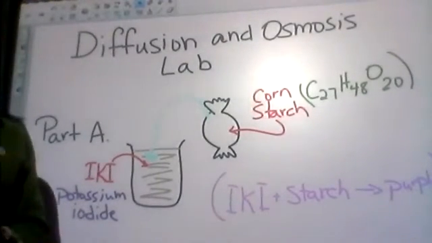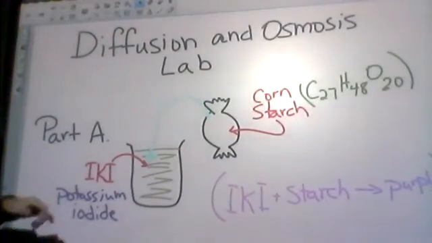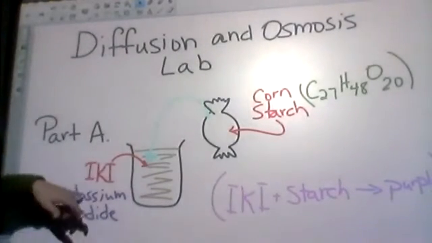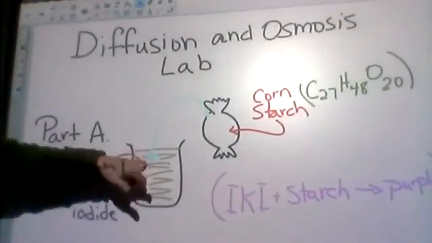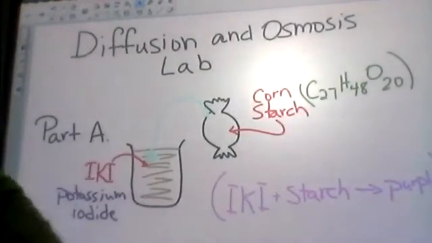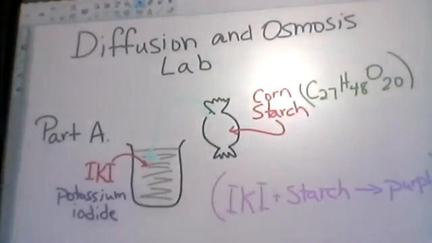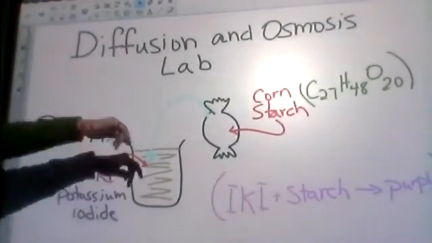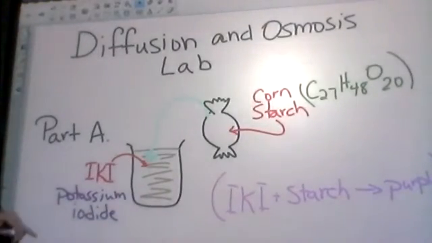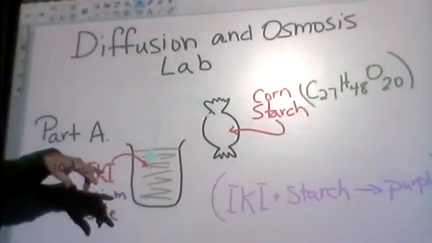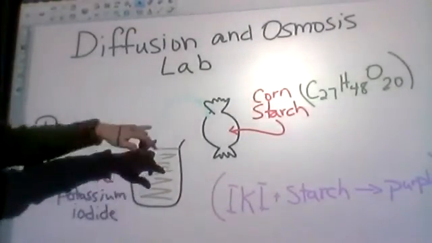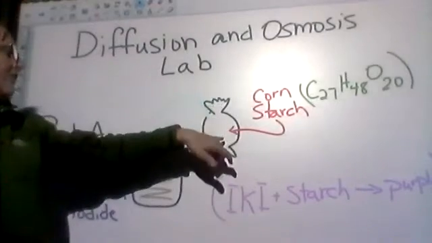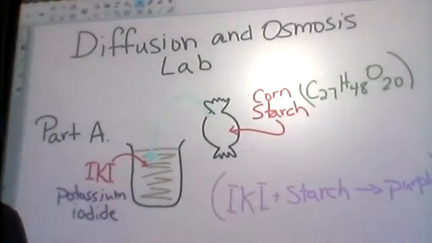All right, so the first one, they made a solution of IKI called potassium iodide, guys, and it's the one that looks like, in all the instructions, they always say, make it about the color of beer. Luckily, we watch football so that we know what that looks like. And then they put cornstarch in their little semi-permeable membrane and put it in.